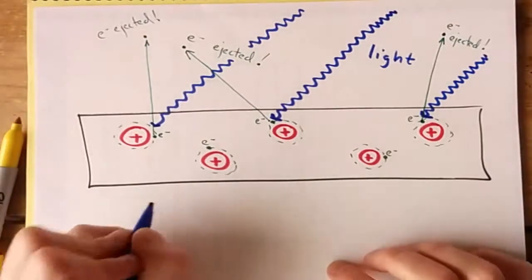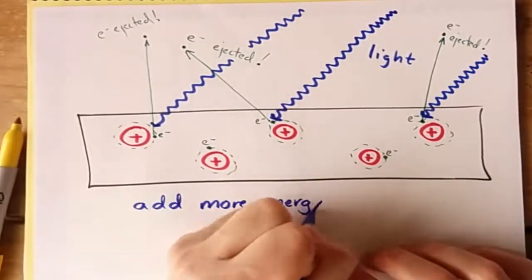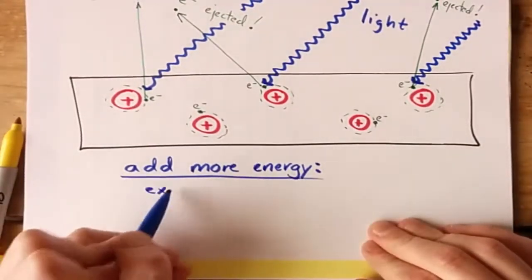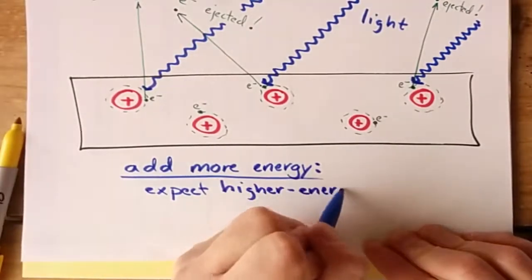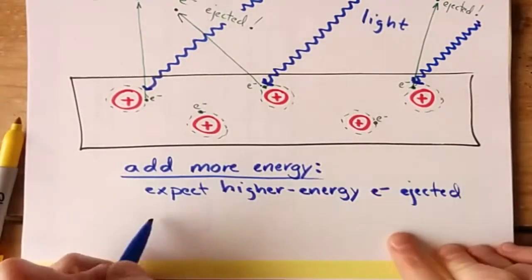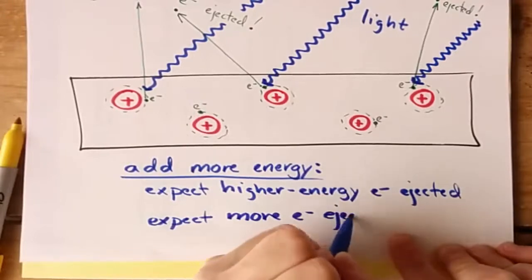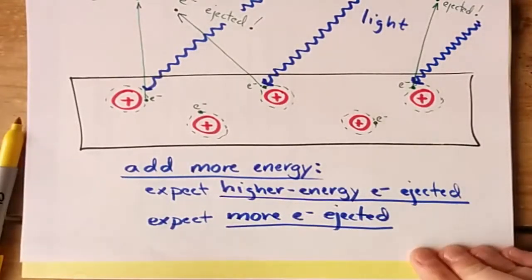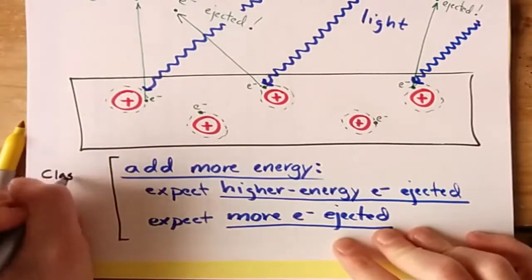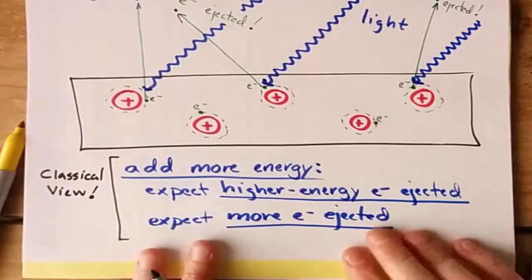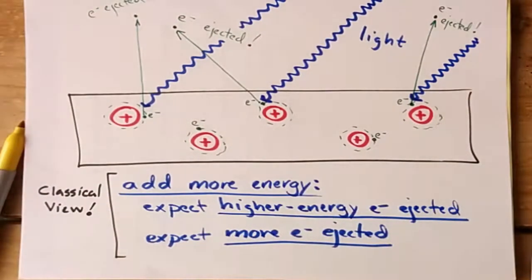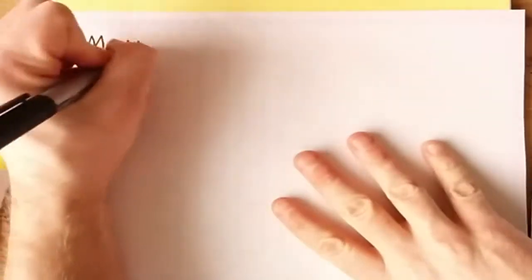Now in this view, you would expect that if you send in more energy, you will get higher energy electrons coming out, and you will probably also get more electrons coming out of the metal. That was the classical view. Send in more energy, you get higher energy electrons jumping out of the metal, and you get more of them coming out of the metal. So that leads us to Millikan's photoelectric experiment.